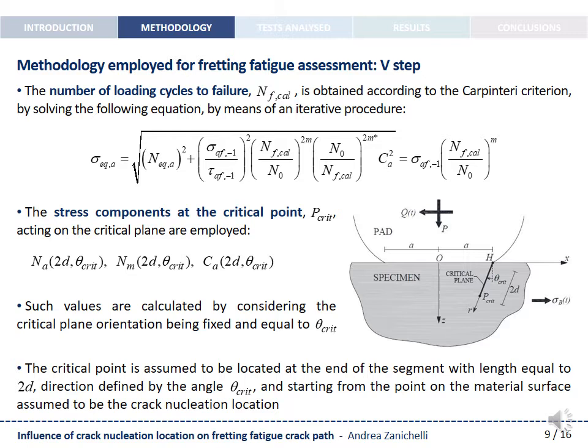Note that such values are calculated by considering the critical plane orientation being fixed and equal to theta critical. Moreover, the point where to perform the fretting fatigue assessment is assumed to be located at the end of the segment, with length equal to twice d and direction defined by the angle theta critical, starting from the point on the material surface assumed to be the crack nucleation location.